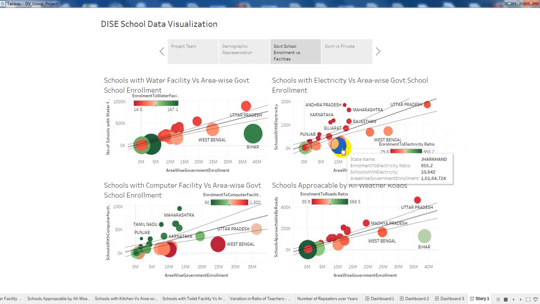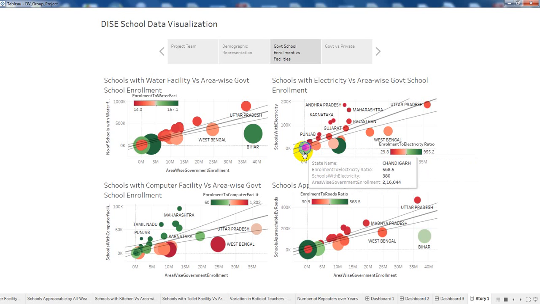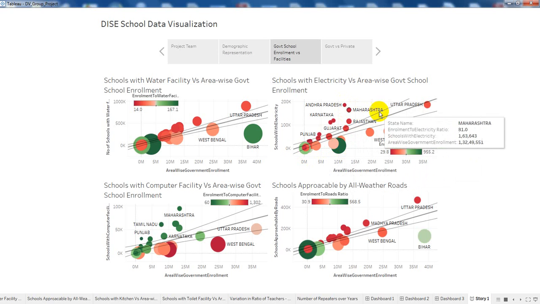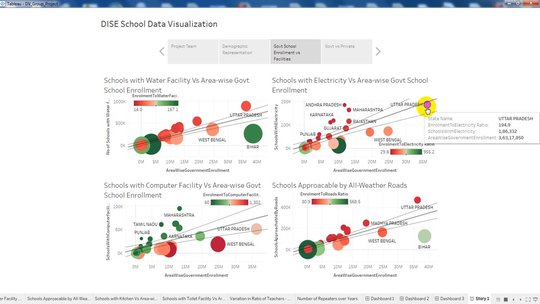For states like Jharkhand and Chandigarh, the enrollment to electricity ratio is quite high, which means that for these states, electricity is quite an important factor. For other states such as Andhra Pradesh, Karnataka, and Uttar Pradesh, the government can look into improving the electricity facilities so that it becomes a major factor for students in order to join the school.